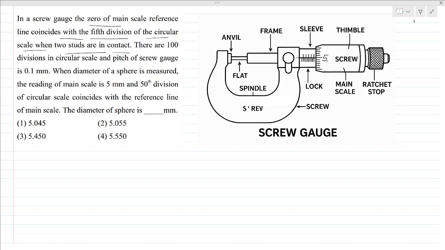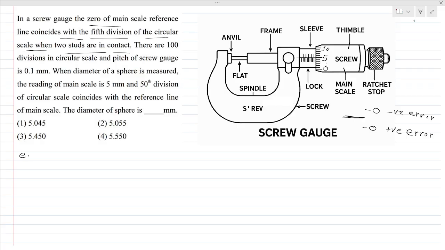So obviously if the 5 is placed here, then 0 will be below and 10 will be above. As we know, if the 0 is placed below the baseline, it will define the positive error of the screw gauge. And if the 0 is placed above the baseline, then it will define the negative error of the screw gauge. Since the 0 is placed below, here the error is positive.